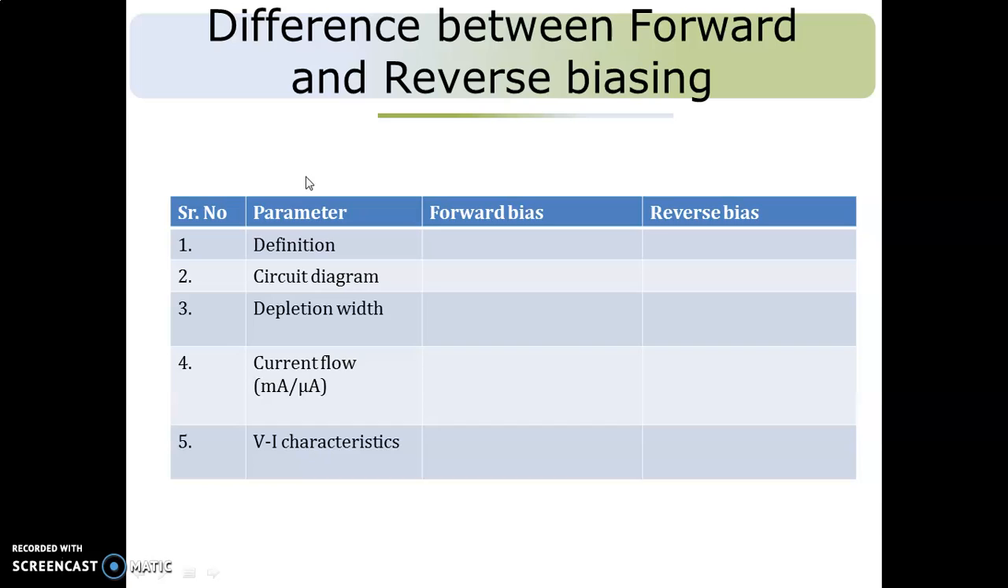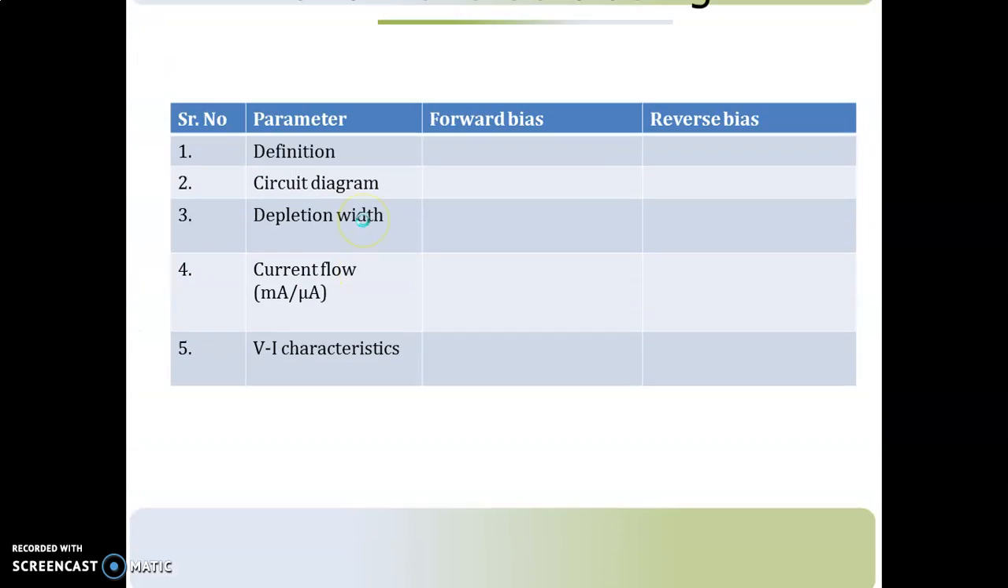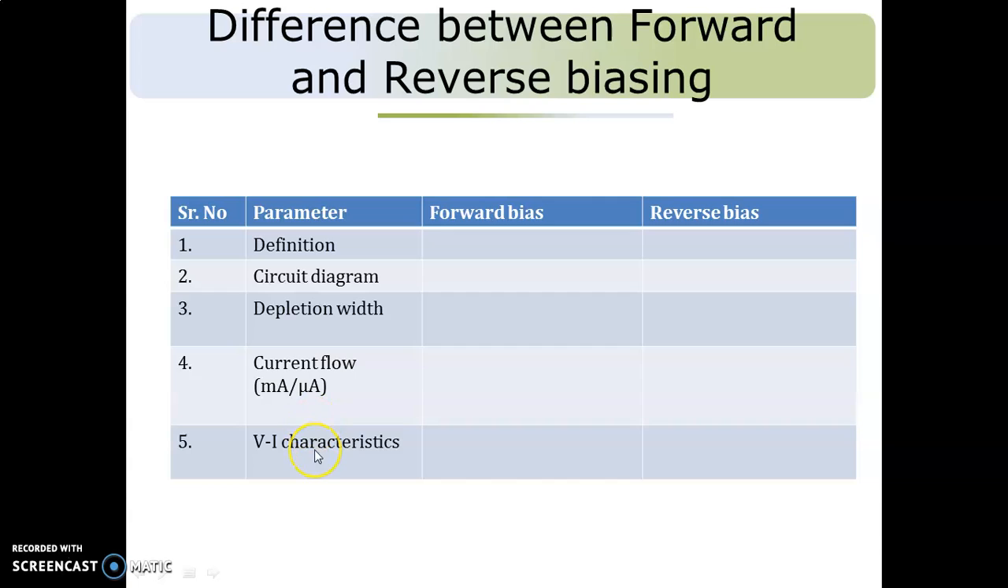Now, the question for the student, difference between the forward and reverse biasing. So, here the few parameters are given like definition, circuit diagram, depletion width, current flow and the VI characteristic. Depending on these few parameters, you have to differentiate between the forward bias and reverse bias.